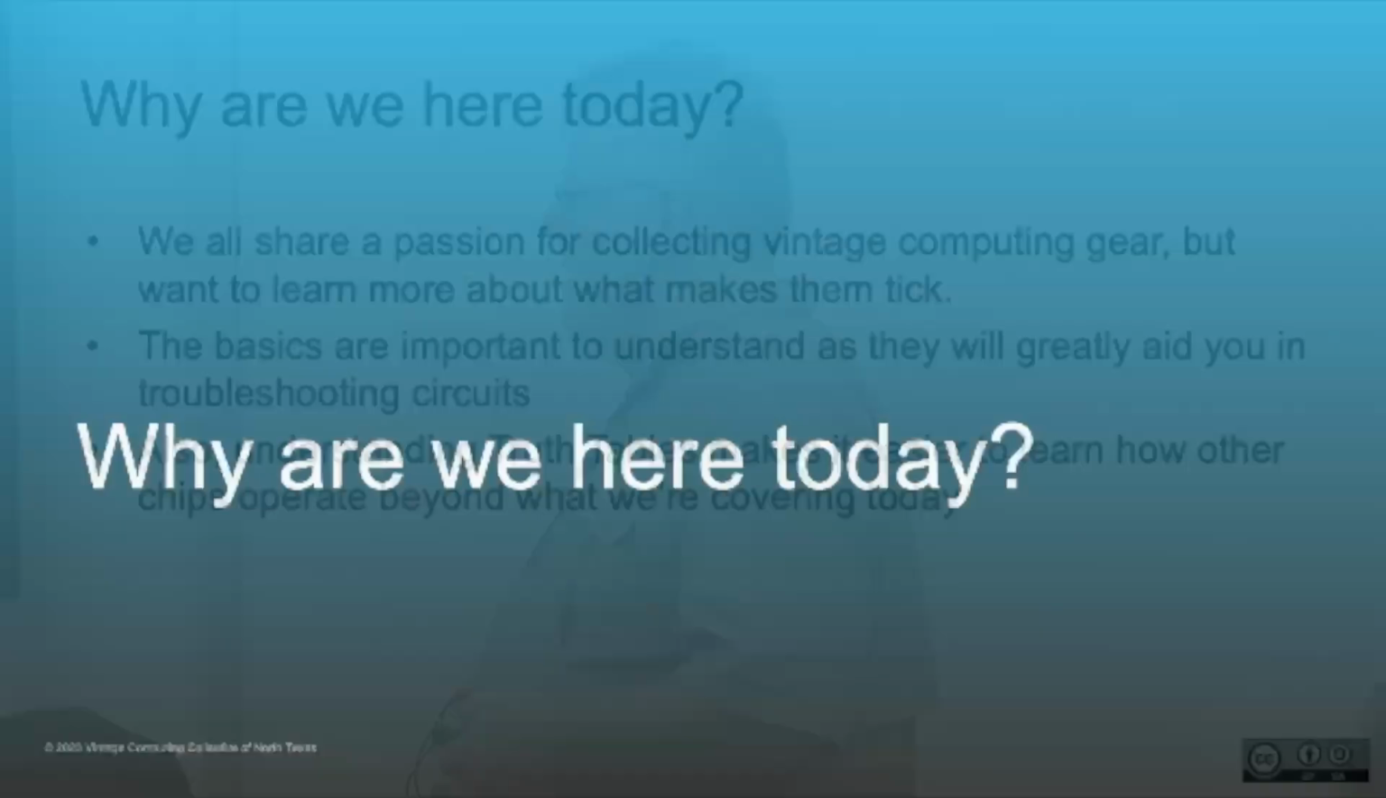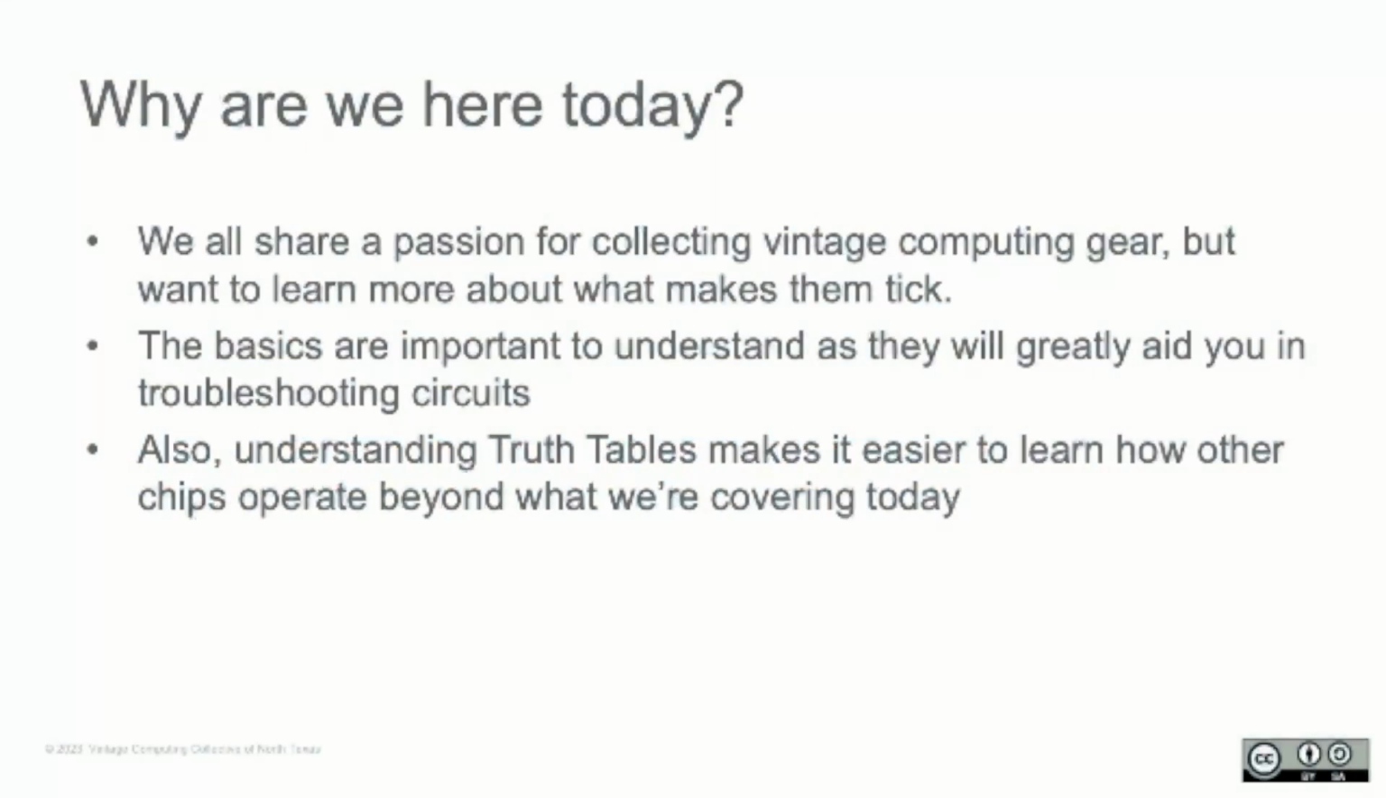So why are we here? Learn the basics, to understand more about these things that we love and want to learn more about, like how to repair, how to maintain things. There's a concept called truth tables when you're dealing with digital logic. It's a little table that tells you the goes-intas and the resulting goes-outs of the chip. And understanding the truth table makes it very much easier to understand it when you get to more complex chips. So we're gonna look at the truth tables from the simple ones and onto the more complex ones.